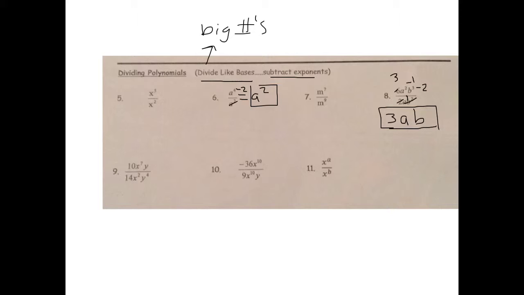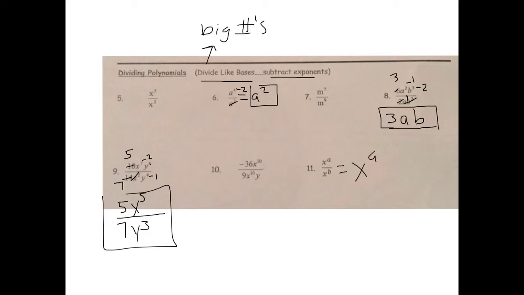Number 9, because 10 and 14 won't divide evenly, that just means we reduce the fraction. You can do 10 divided by 14 on your calculator, or you can just find a common number that goes into both of them. 2 goes in here 5 times, in here 7, so it's 5/7. Then we start comparing who's bigger. The x^7 is on top, that's bigger, so we do 7 minus 2, so that 2 goes away. 7 minus 2 is 5, so that's x^5 on top. Here we have a y^1 and a y^4. 4 is bigger, so 4 minus 1 is y^3. And so that is your answer. The rule is just subtract them, a minus b.